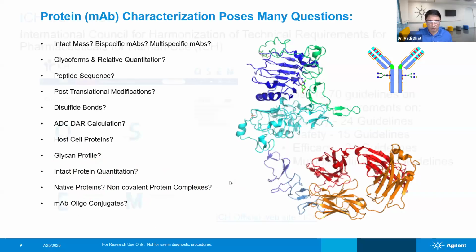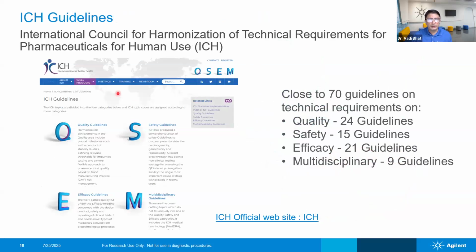Now, if you look into the regulatory side, ICH guidelines are number one, right? Everybody talks about ICH guidelines. There are quality, safety, efficacy, and multidisciplinary guidelines. There are about 70 guidelines available, and they are continuously revised, and newer guidelines, revised guidelines, and also sometimes draft guidelines keep on coming. Within those more or less 70 guidelines in ICH, there are quality 24, safety 15, efficacy 21, and multidisciplinary 9 guidelines.